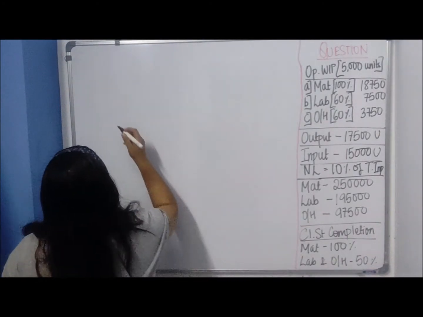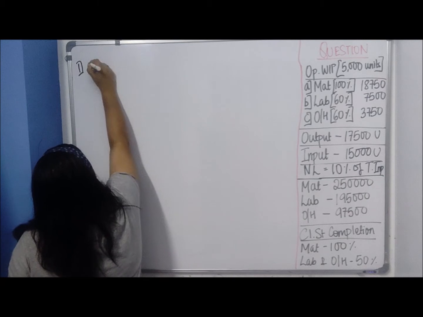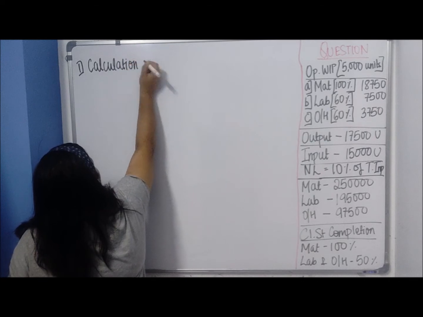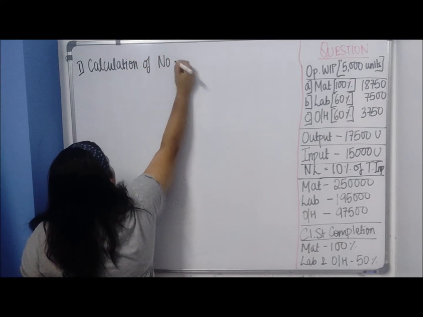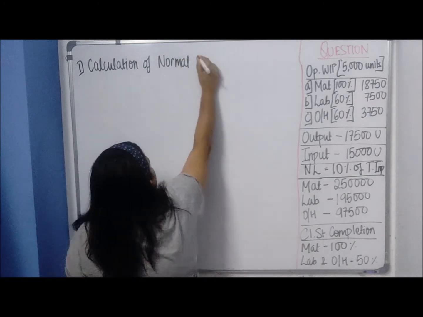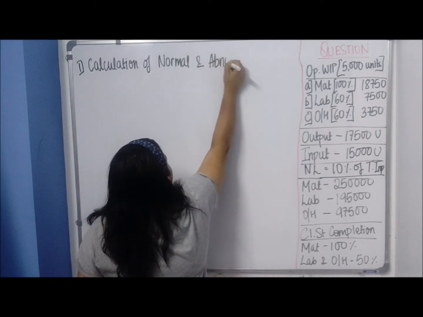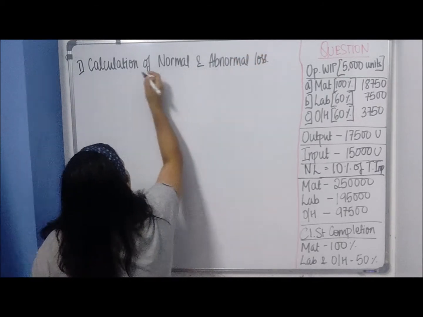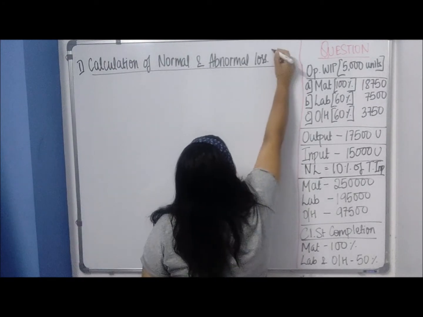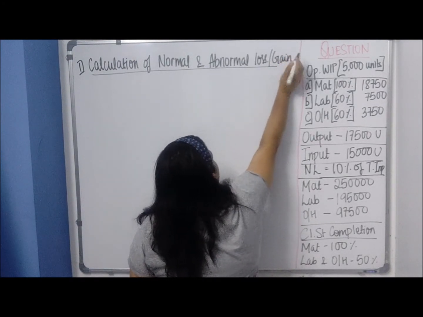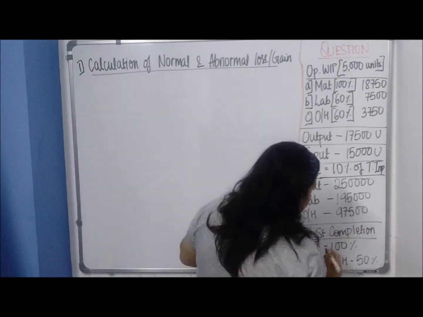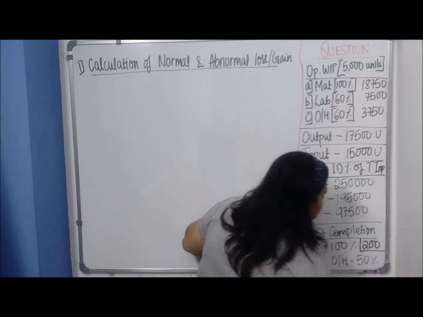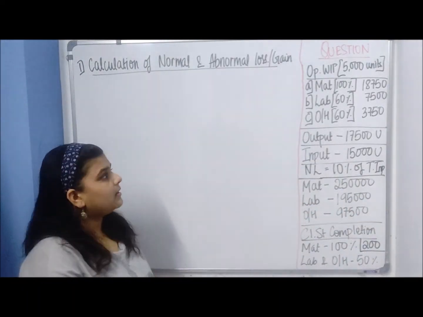So as I said, our first working would be calculation of normal and abnormal loss or gain. This is our first working. Okay, the closing stock units are not given separately. Closing stock units are 200 units. 200 units is our closing stock.